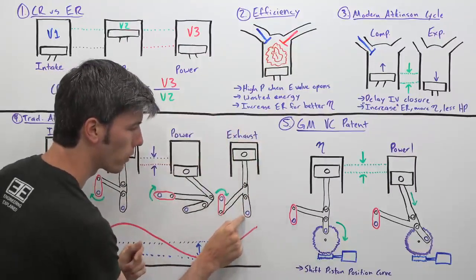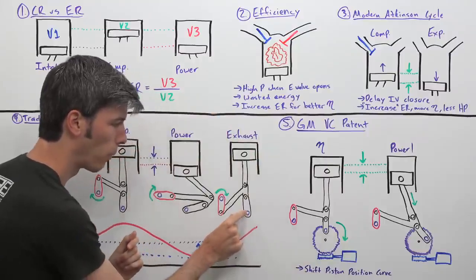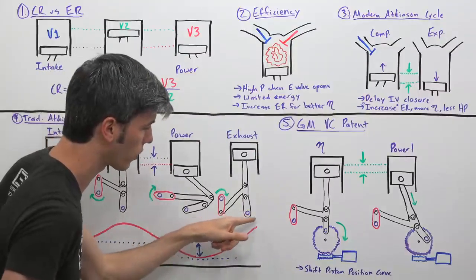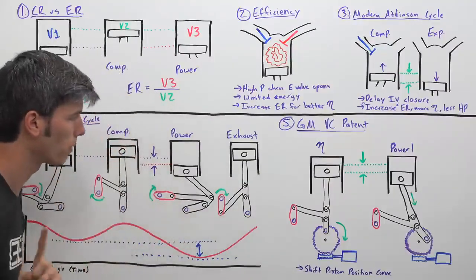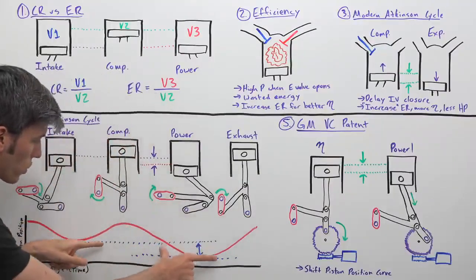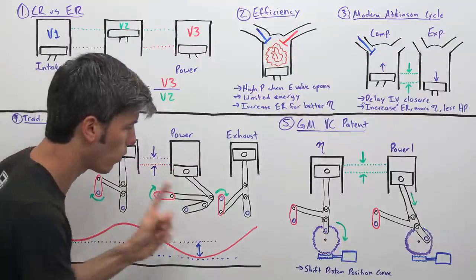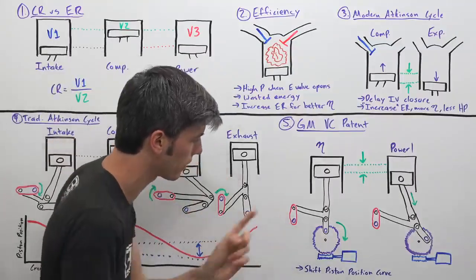And so what if we were to change where this fixed point was? What if we could actually anchor this in a different location? Well, if we were to do so, we would alter the compression ratio. We actually would be just shifting this curve here how we wanted to. And so that's where GM's patent comes in.